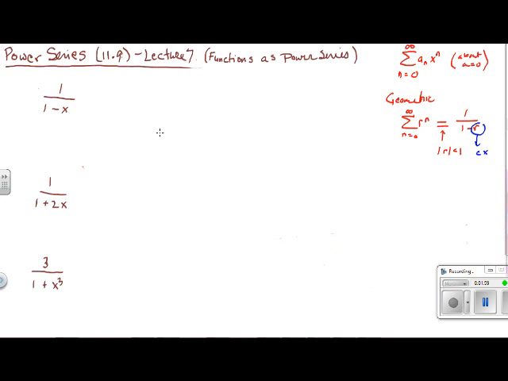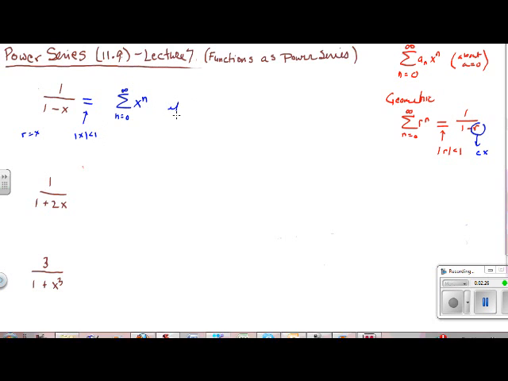So this first one is almost directly a geometric series. What is my r here? R is equal to just x, right? So as long as the absolute value of x is less than 1, this is equal to the sum n equals 0 to infinity of x to the n. Okay, so this power series is equal to this function as long as the absolute value of x is less than 1. That means as long as x is in the interval from -1 to 1.